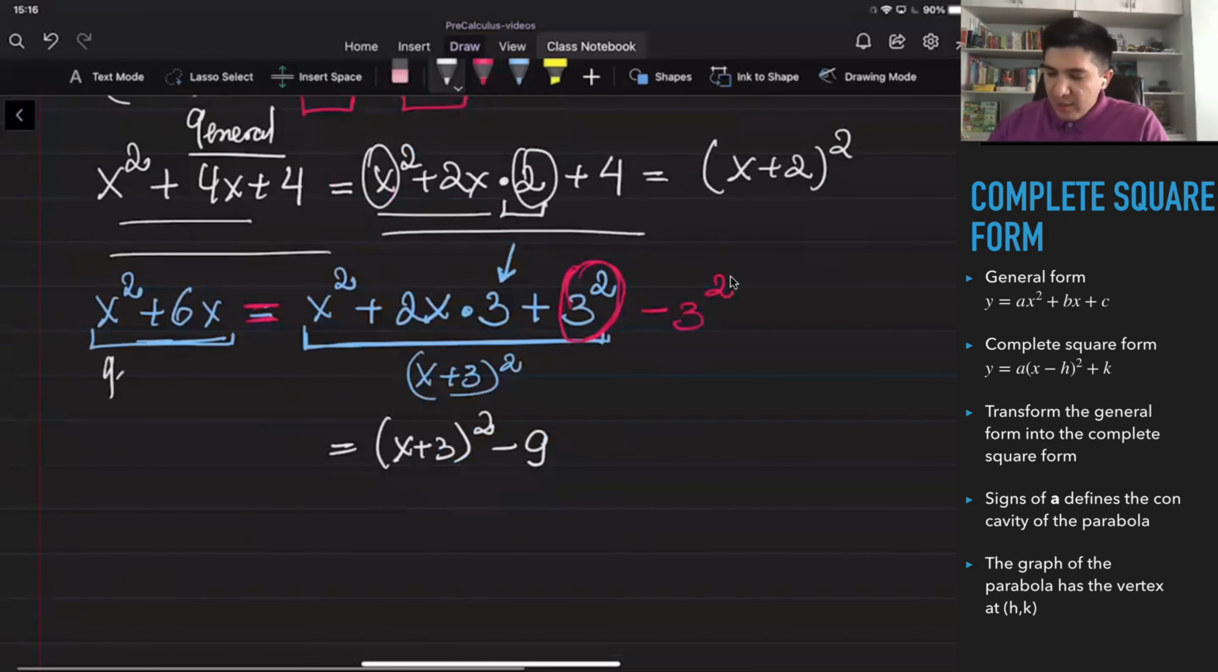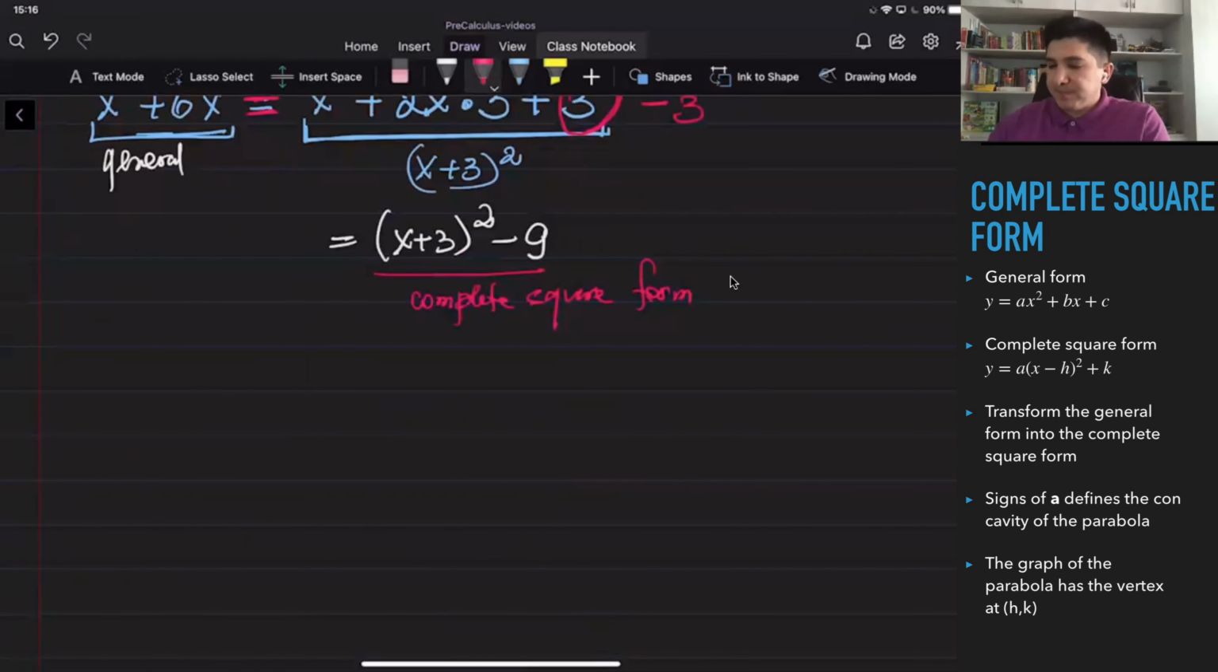So this is the general form, again. So this is the complete square form. So let's do a couple more examples. So let's say you are given x squared plus 7x, okay, plus 14. 7x plus 14.